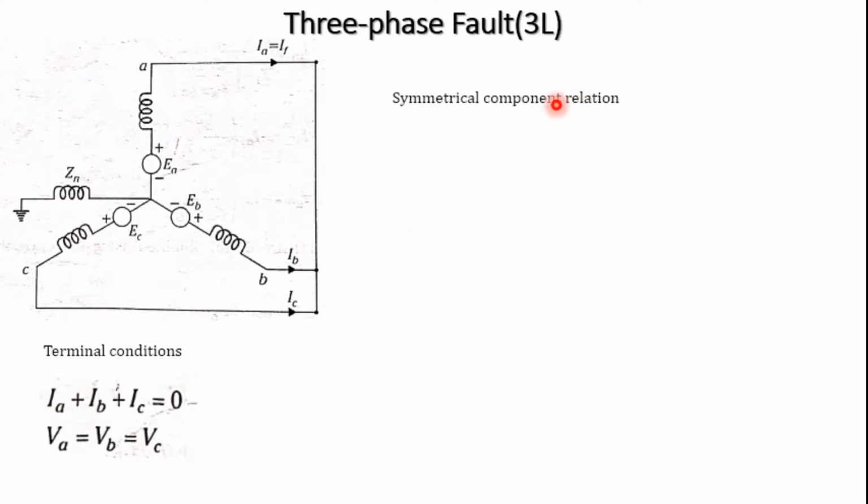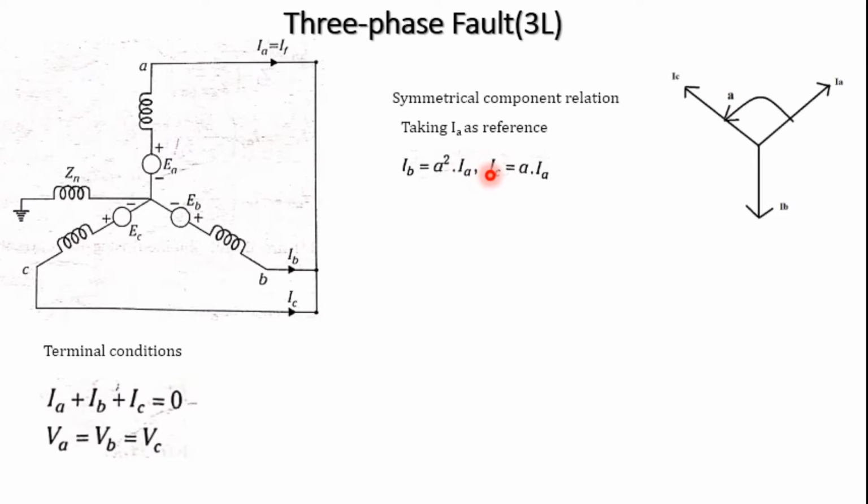Consider converting IB and IC in terms of IA. Taking IA as the reference, we draw IA. This is the positive sequence phase current, with clockwise representation: this is IB, and this is IC. The angle between IA and IC is 120 degrees in the anti-clockwise direction. The phasor representation is in the clockwise direction: this is IA, this is IB, and this is IC. The angle between IA and IC, considered in the anti-clockwise direction, is A. So IC can be written as A times IA, and similarly the angle between IA and IB gives A square of IA.